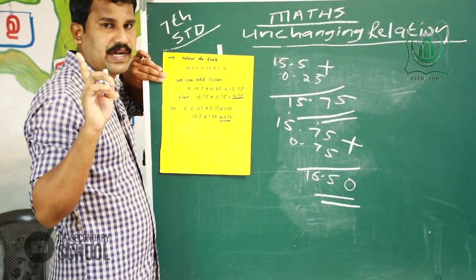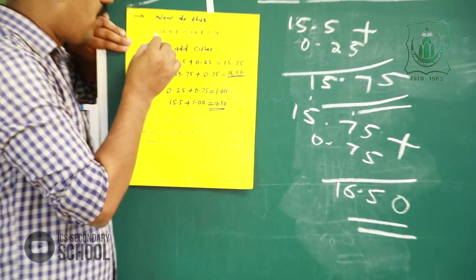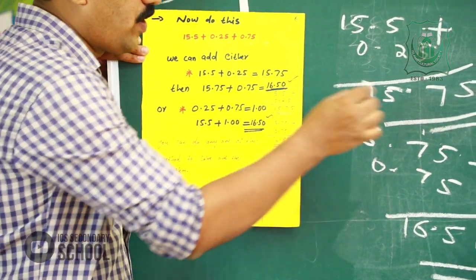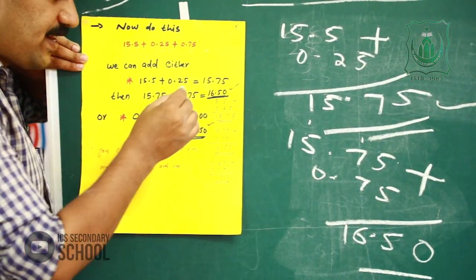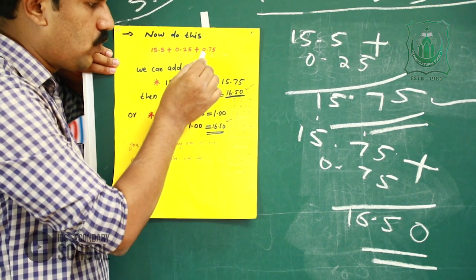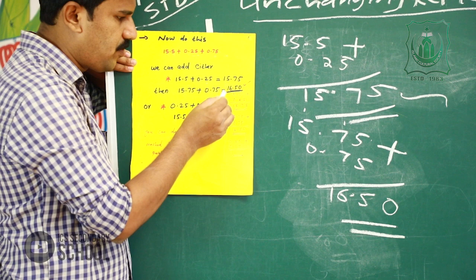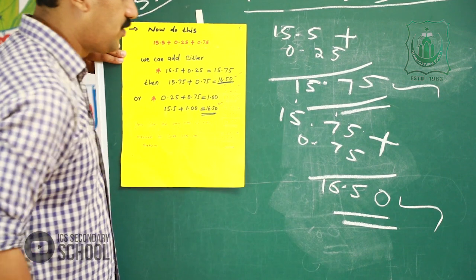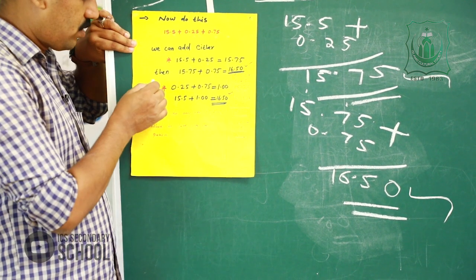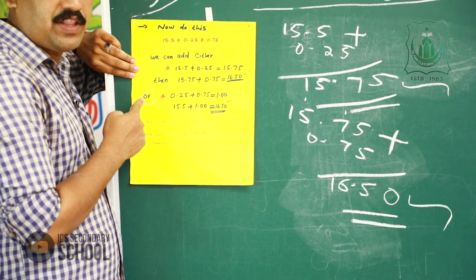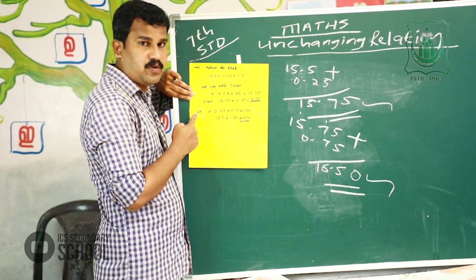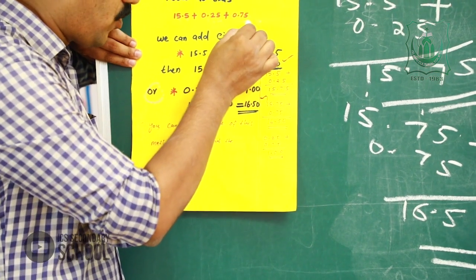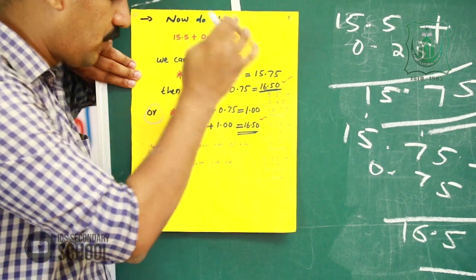This is the first method. You can add 15.5 plus 0.25 first. The answer is 15.75. Then this 15.75 is added to the last number 0.75, and you get 16.50. Or you can do this same problem with another method. First we can add 0.25 to 0.75.